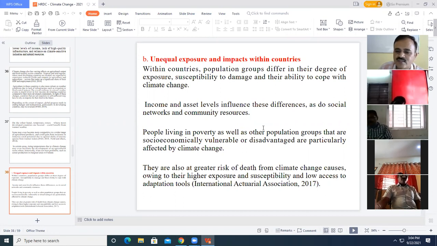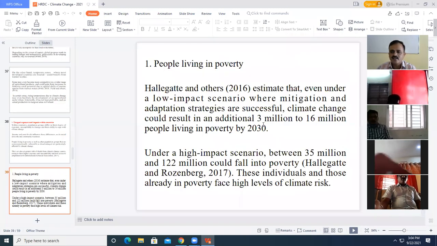So the people living in poverty, as well as other population groups that are socio-economically vulnerable or disadvantaged, are particularly affected by this climate change, as we have noted several times. They also face a greater risk of death from climate change causes owing to their higher exposure and susceptibility and low access to adaptation tools. This was a study observed in 2017. More specifically, related to the people living in poverty, the discussion is about the exposure of these poor people, their susceptibility to damage, and their ability to cope with climate change.